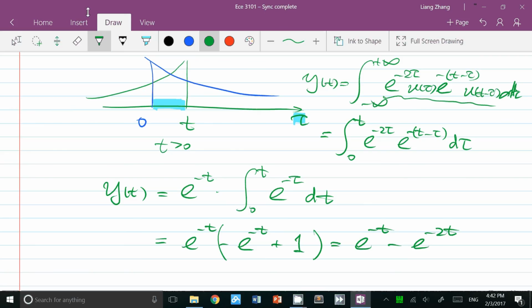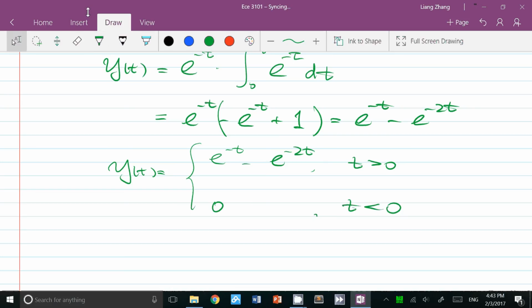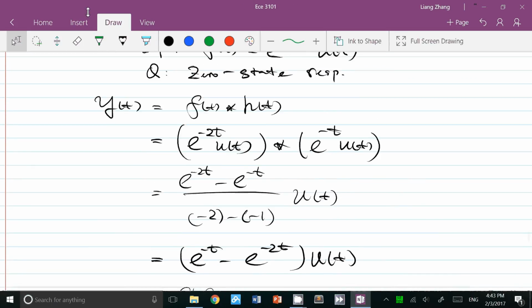And if we combine them together, what do we have? Y of t will be equal to two things. If t is larger than 0, we have this. If t is less than 0, we have 0. If we're doing calculus, this is what we obtain. And if we're doing the table calculation, we have completely the same thing. The only difference is you don't have to split it into two cases. This u function will take care of itself.